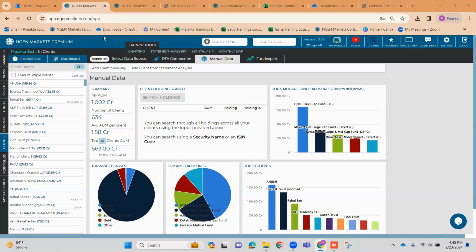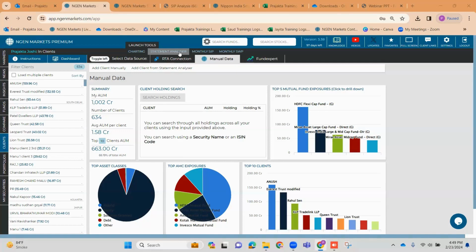How do I do that? Can you please explain again how to onboard somebody from outside my RTA? Sure. So you want to understand how you can onboard a client in this manual data tab, right? There are three ways of doing that. Firstly, you can key in the holdings of the client manually. You click on add client manually, put in the name and go on adding the schemes that he holds. That's fairly time consuming, taxing way.